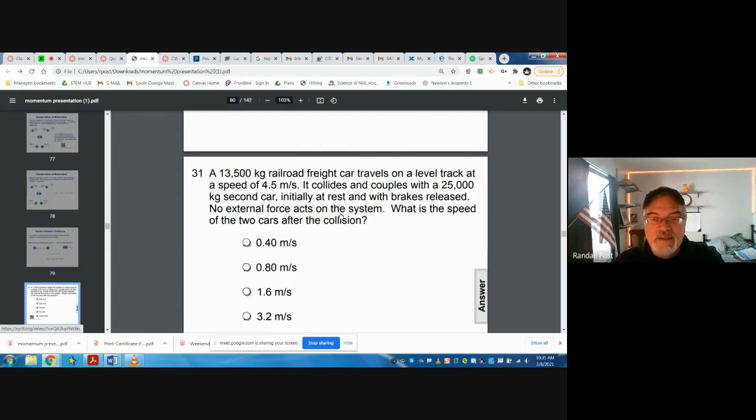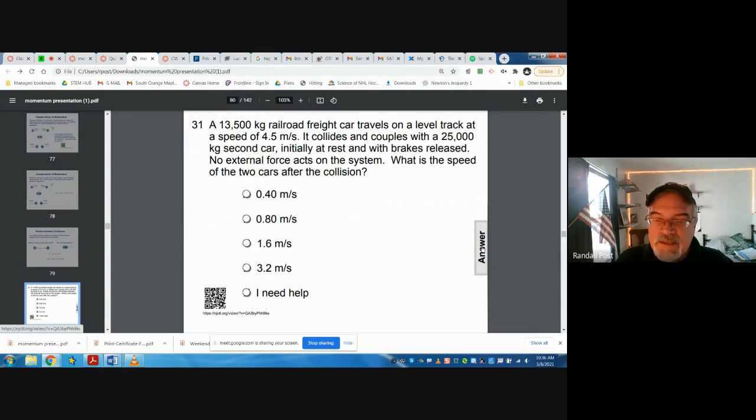We simply take the total momentum before, which is 13.5 times 4.5. Take that and then divide it by 25,000 plus 13.5. This is the lump sum of the two masses, 13.5 and 25,000. And then we know the V prime, velocity after the collision. Click on this answer here and it will play the solution for you.